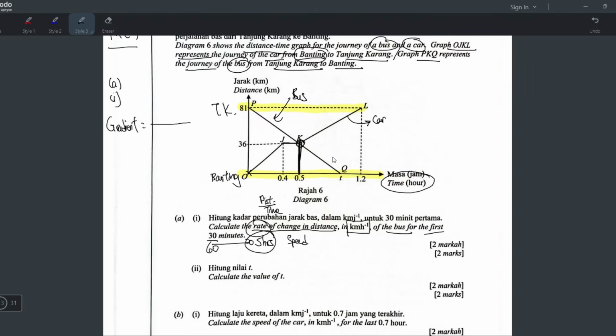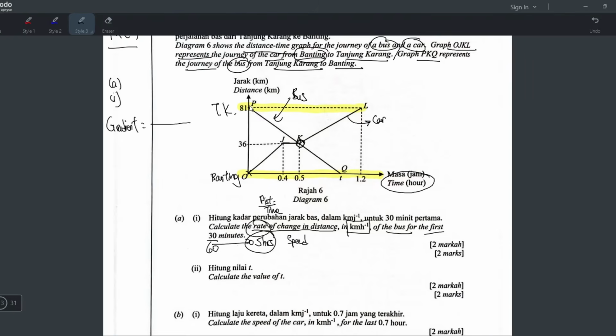But I will tell you something. If you find the gradient of this line, you should get the same gradient. Because PKQ you can see it's a straight line, it's collinear. Collinear means segaris. So if it is collinear, the gradient here and the gradient here must be the same. Must be the same. Okay. What if you find the gradient for P to Q? It will be the same also. Yeah, because it is the same line. So automatically they will have the same gradient.